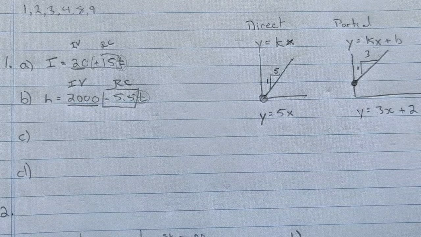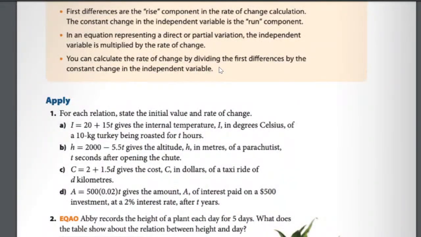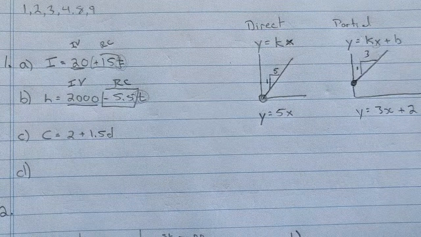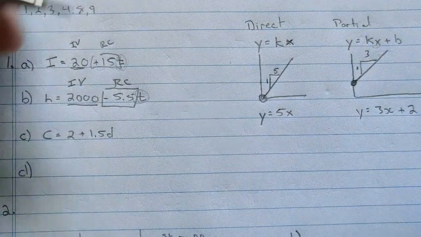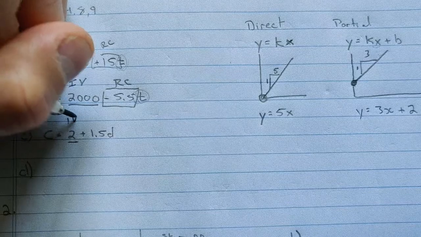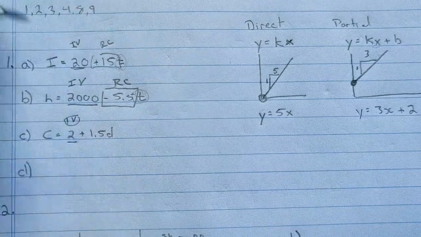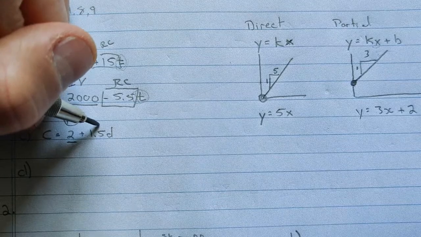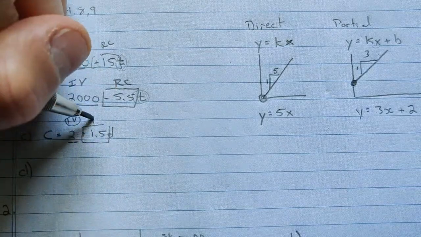All right, so looking at the next one here, we have C equals 2 plus 1.5D, which gives the cost, C in dollars, of a taxi ride of D kilometers. So again, this is laid out with that number first and then the variable portion coming at the end. And so here we have it. The 2 again would be our initial value. Circle that. And then this here, the plus 1.5, would be the rate of change.